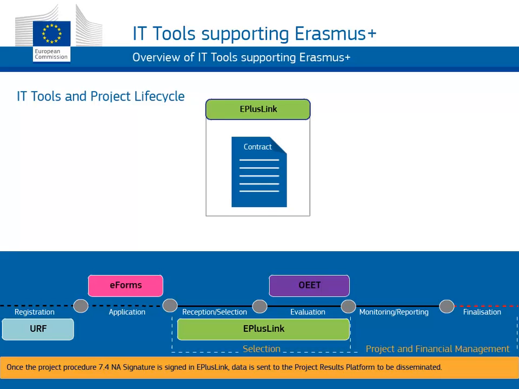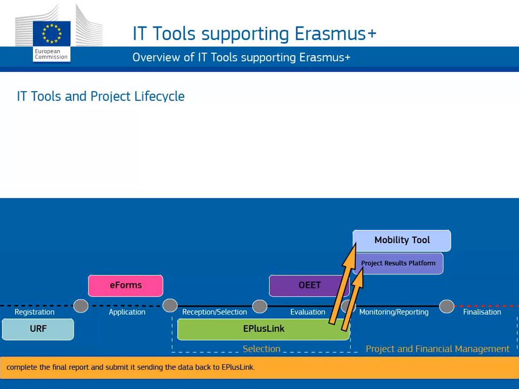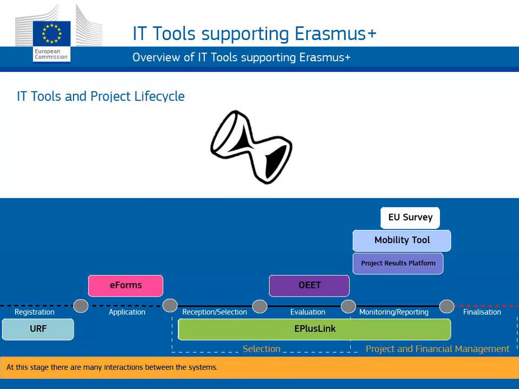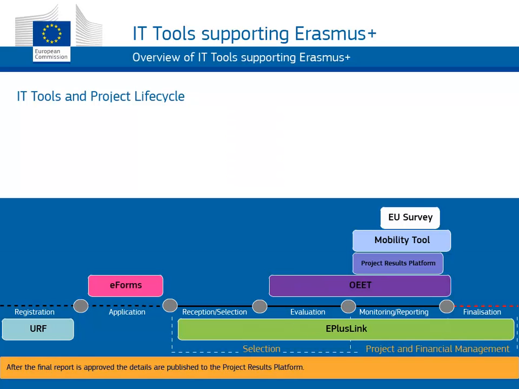Once the NA signature is signed in E+ Link, data is sent to the project results platform, to be disseminated. After the NA signature, data is also sent to the mobility tool. Now Ben can start entering the details of the mobilities and, at the end of the project, complete the final report and submit it, sending the data back to E+ Link. At this stage, there are many interactions between the systems. After the final report is approved, the details are published to the project results platform.